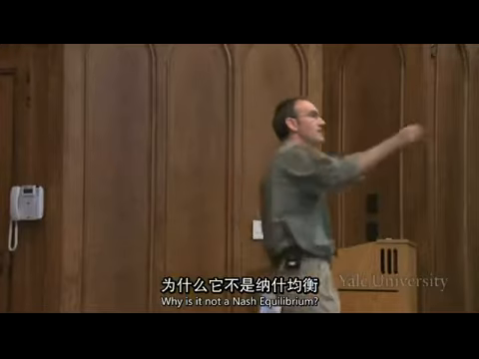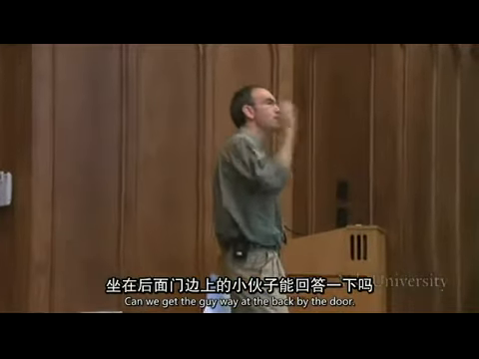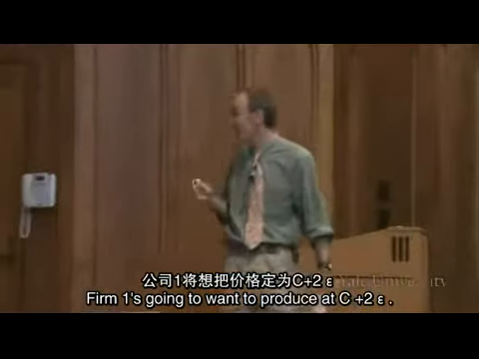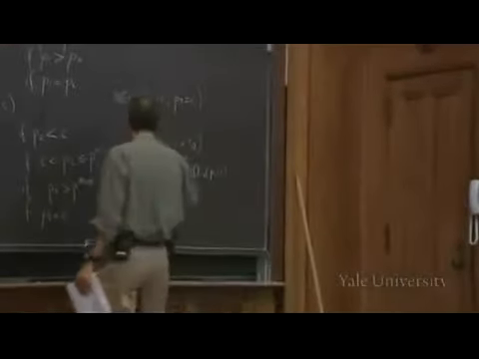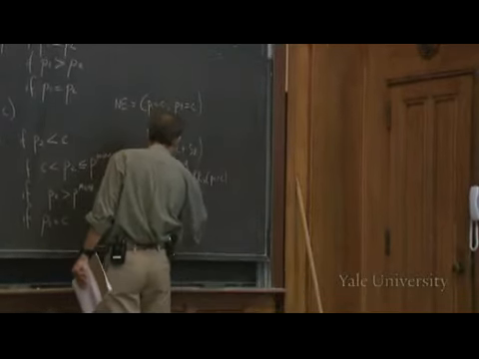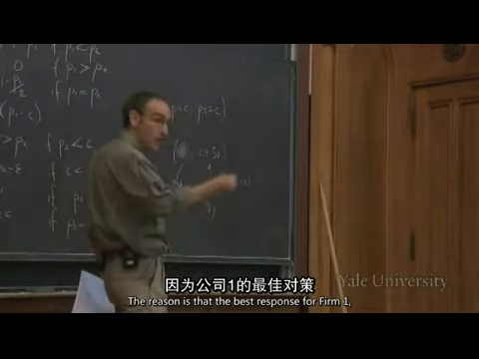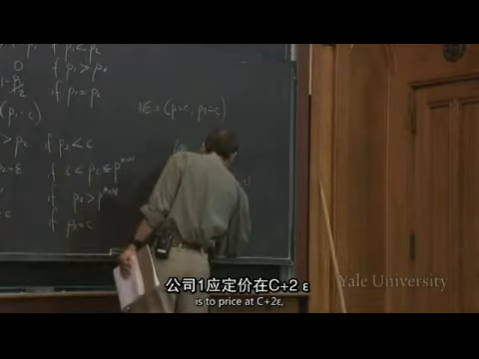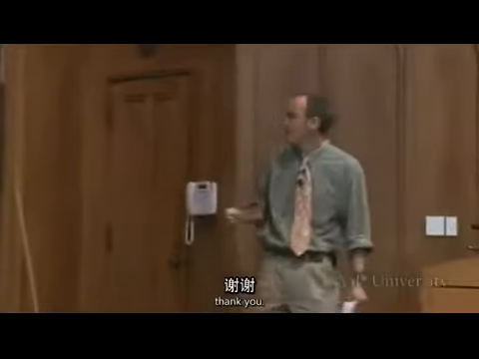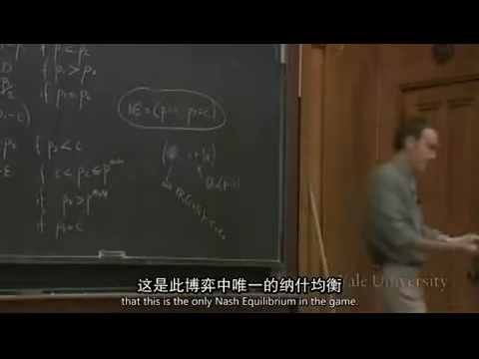Who has an incentive to deviate? So can we get the guy way at the back, by the door? Go ahead. Shout out. Firm 1's going to want to price at C plus 2 epsilon. Exactly. This is not a best response. The best response for firm 1, if firm 2 is charging C plus 3 little bits, is to price at C plus 2 little bits. Thank you. All right? So it turns out it's pretty easy to check that this is the only Nash equilibrium in the game.